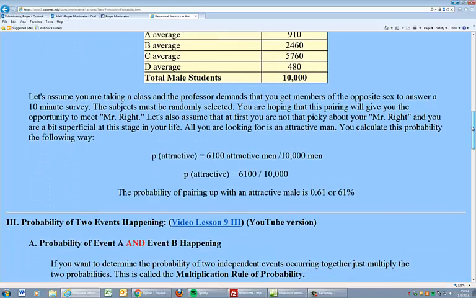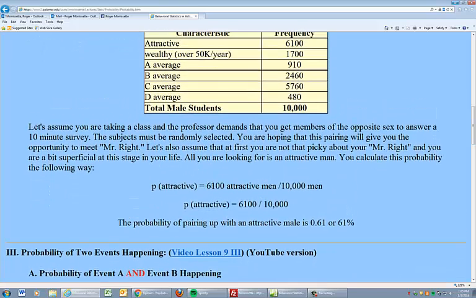Well, what we want to do with that is we take, so we're looking for the probability of attractive males. So we look at the frequency of attractive. We know there's 6,100 attractive men and there's 10,000 total men. So the probability for attractive is simply this frequency divided by this frequency. 6,100 divided by 10,000. So the probability of pairing up with an attractive male is 0.61 as a proportion, or 61%.